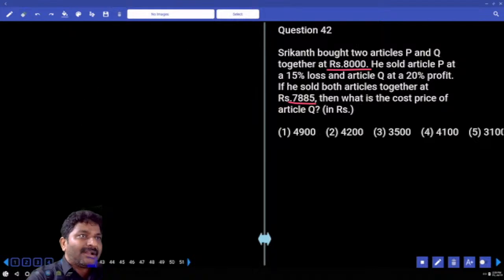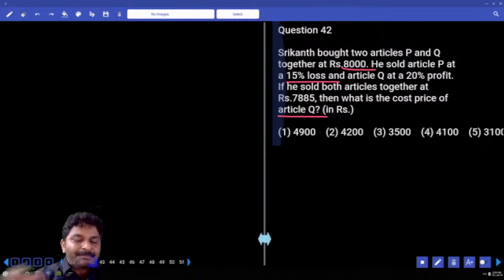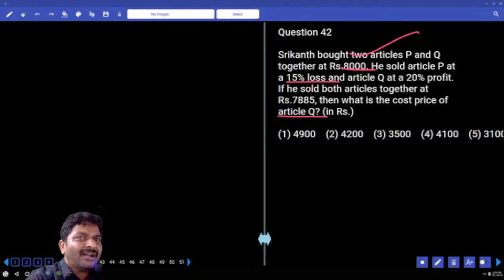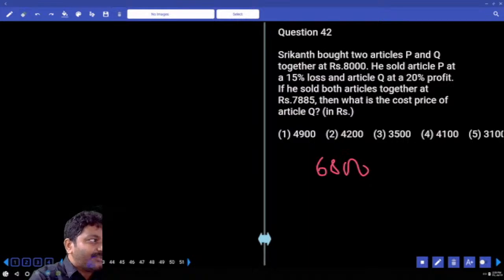So what I would recommend for this question is the reverse method. What do you want to calculate? Cost price of which article? Let's assume Q is not there. This total cost price belongs to P. P was sold at 15% loss. How much loss would be there? 1,200 loss. How much loss? 1,200. Then what is the selling price? 6,800 is the selling price which we got.